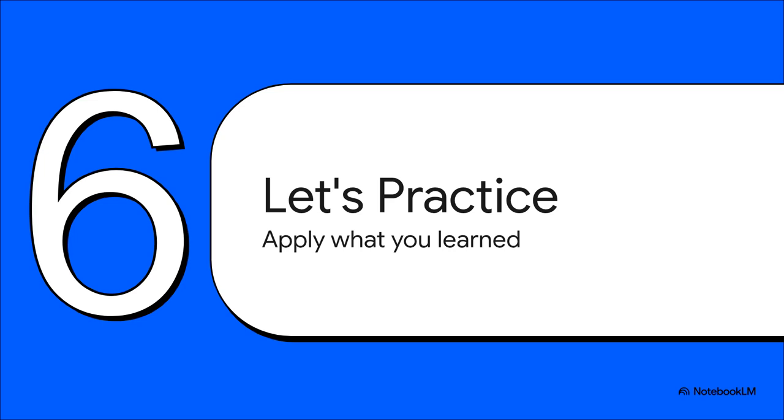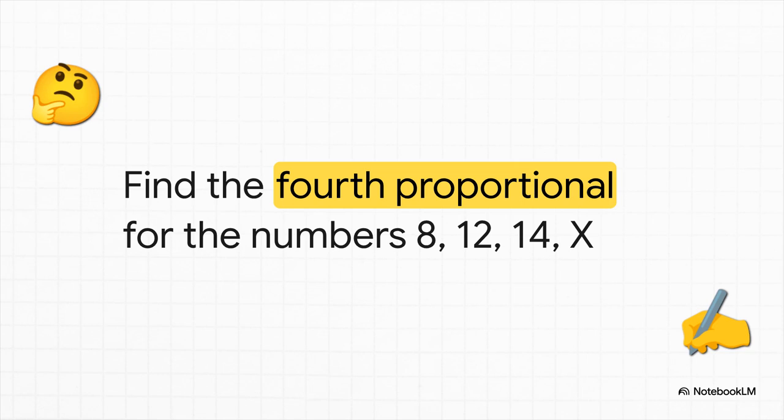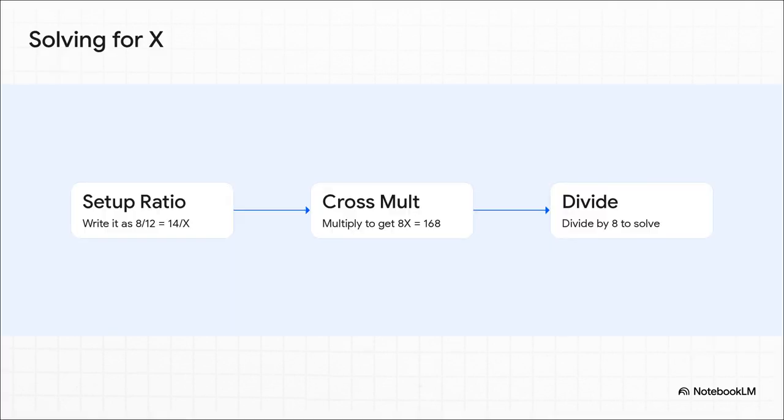Applying the cross-multiplication property. All right, grab your pencils because we are going to tackle a real problem together, right now. Here we go. Let's find the fourth proportional for the following sequence of numbers, 8, 12, 14, and a mystery number we will call x. Because x is the fourth number in our list, it's our missing extreme. Let's build this step by step using our logic.